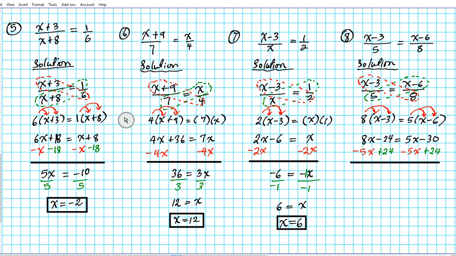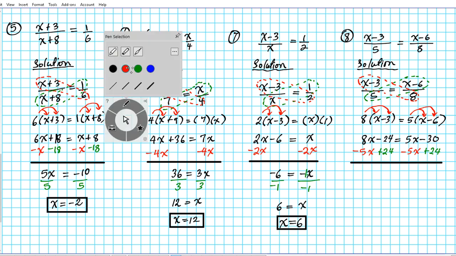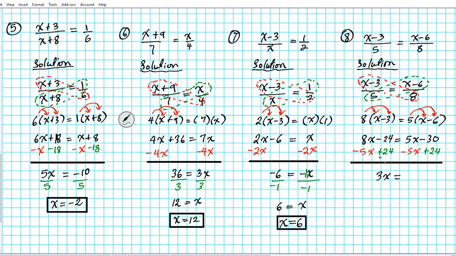Okay, so let's go ahead and simplify that. What's that going to yield? We are going to have 8x minus 5x is positive 3x. And then minus 24 plus 24, that adds up to 0. And then on the right side, negative 30 plus 24 is going to give us negative 6.